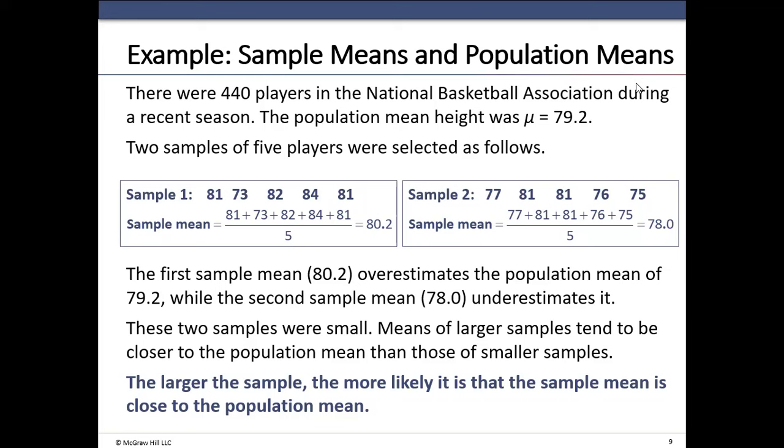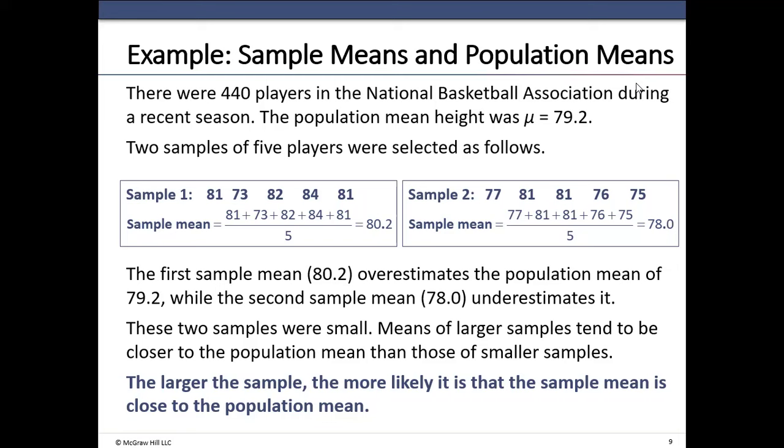Now let's take two samples of size 5. The first sample's five numbers are 81, 73, 82, 84, and 81 on the left. The sample mean in this case came out as 80.2, which is slightly higher than 79.2. So we overestimated. If we were to use a sample mean as a guess for the population mean, we are overestimating the population mean by 1 inch.